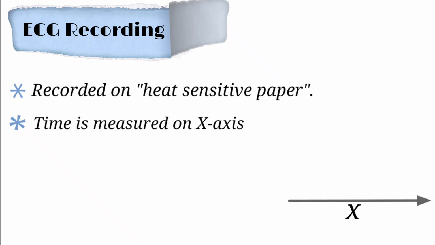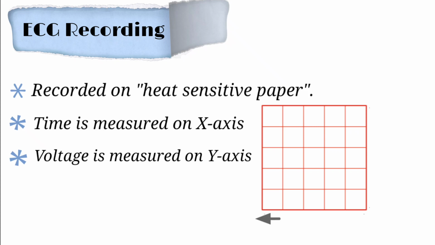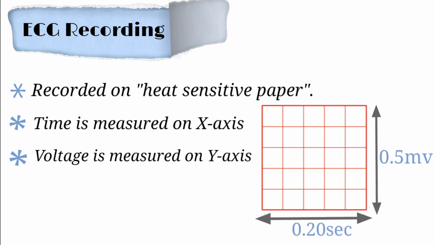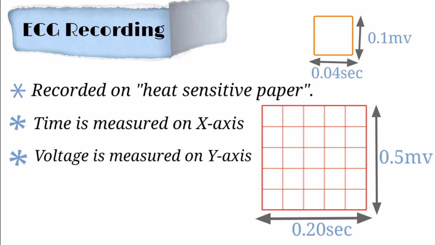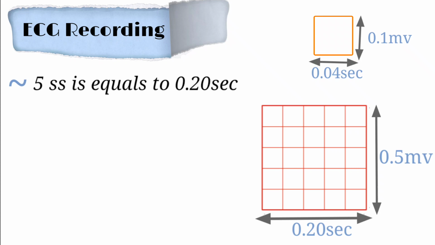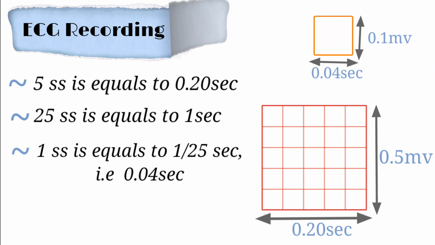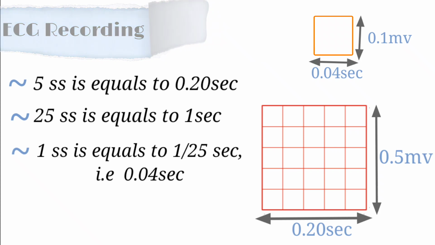ECG recording. As we all know, ECG is recorded on heat sensitive paper, where time is measured on the x-axis and voltage is measured on the y-axis. For a large square, the time measures 0.20 second and the voltage measures 0.5 millivolts. For a small square, the time measures 0.04 second and the voltage is 0.1 millivolts. So here we can understand that 5 small squares equal 0.20 second, 25 small squares equal 1 second, and 1 small square equals 1 by 25 second, that is 0.04 seconds.